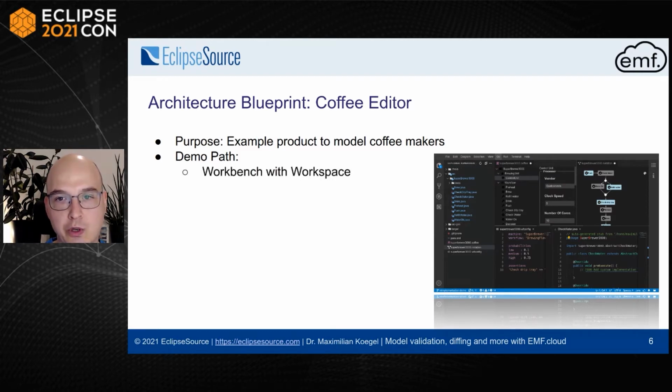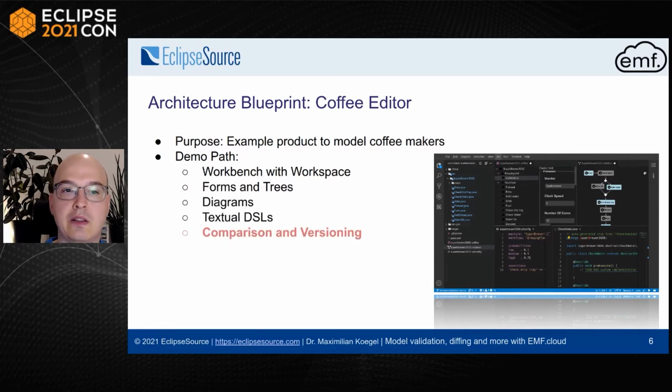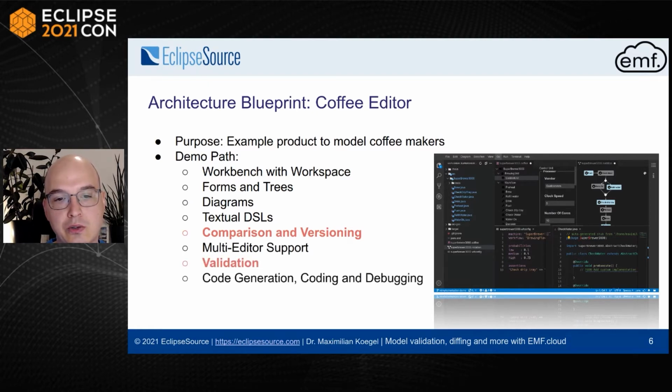We're going to look at the Workbench with a Workspace. We're going to look at how to build form and tree-based editors, diagrams, textual DSLs. Then we're going to put an emphasis, as the title implies, on comparison and versioning. We're going to look at multi-editor support, validation, which is also an emphasis, and then code generation, coding, and debugging. And we will finally end with a model analysis component.